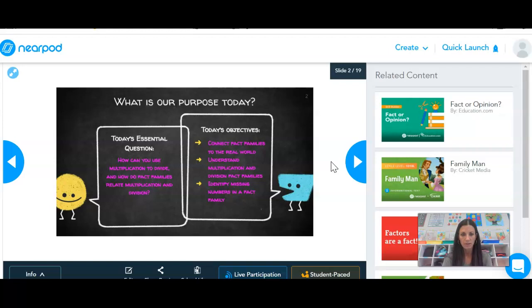What is our purpose today? Today's essential question: how can you use multiplication to divide, and how do fact families relate multiplication and division? Our objectives: this is what we want to accomplish by the end of our lesson. We're going to connect fact families to the real world. We're going to understand multiplication and division fact families and identify missing numbers in a fact family.